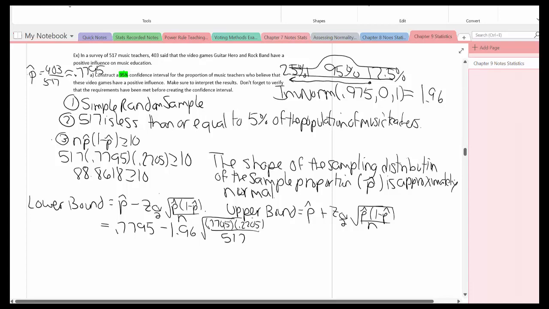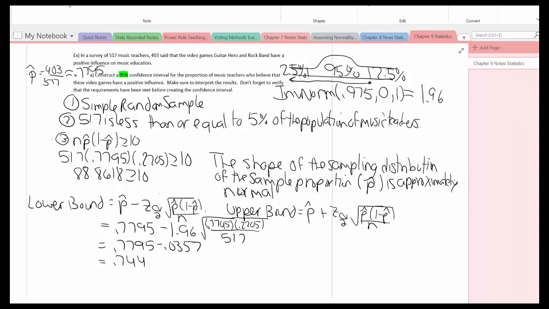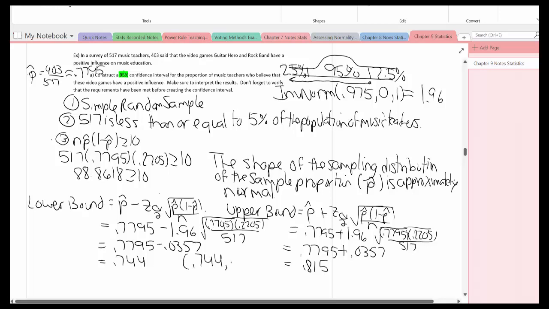So when we do all of the arithmetic for this, I get this. Now, the upper bound is exactly the same, except it's going to be a plus. So I'll write the steps out over here now. Now, the confidence interval is what? Lower bound, comma, upper bound. So I'll write that in between. That would be what the confidence interval is going to be.